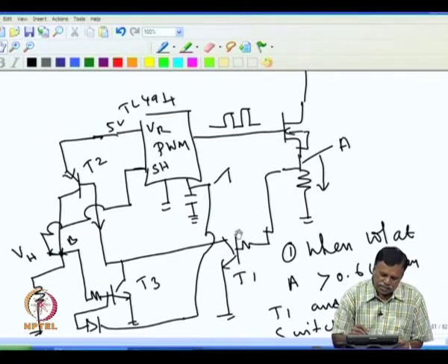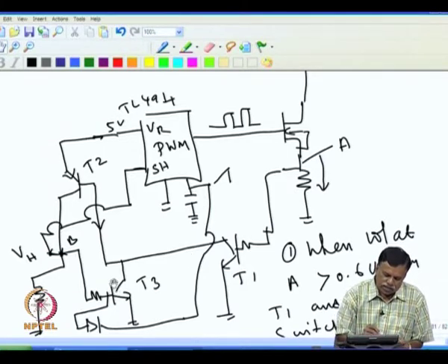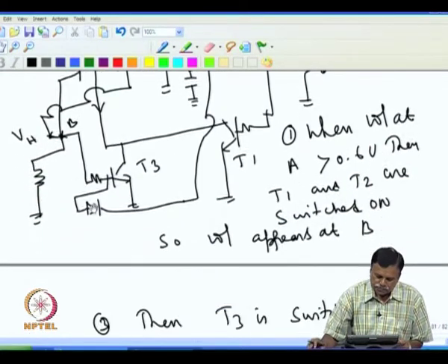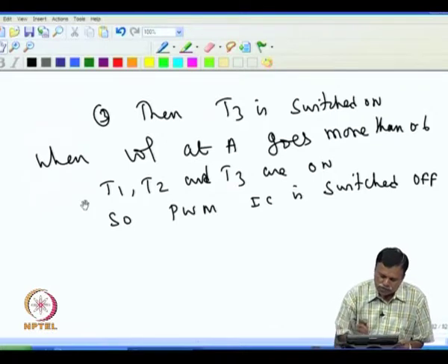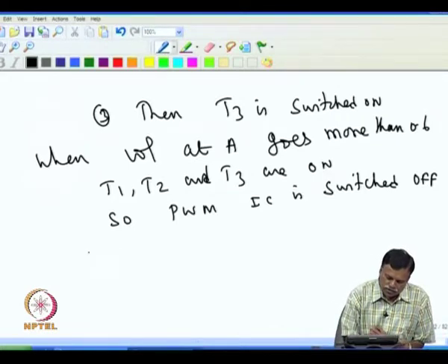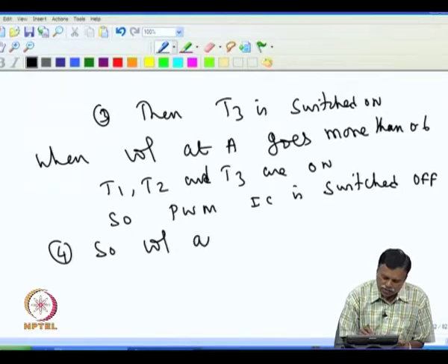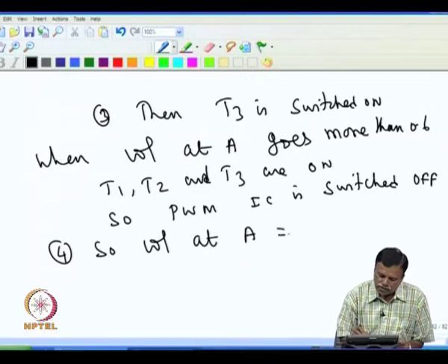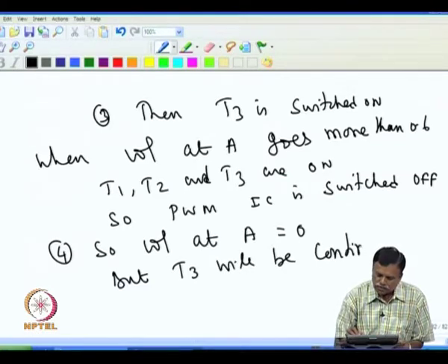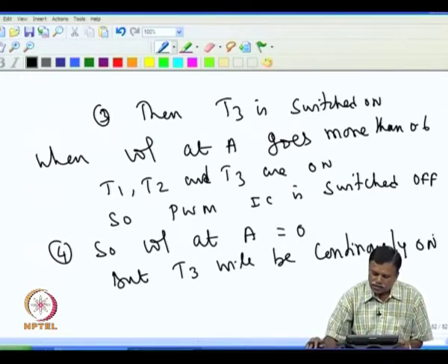Even if voltage at A disappears, it does not matter, since D3 is on, T2 continues to conduct and B will remain there. So the fourth point is, voltage at A becomes 0, but T3 will be continuously on. That is the latch function.